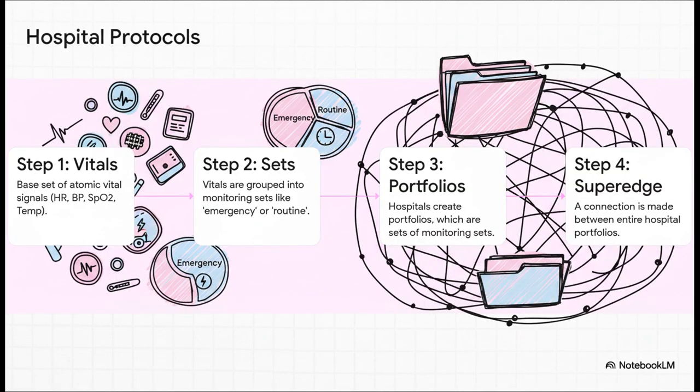Let's make this real with an example from the source material about hospital protocols. Okay, so at the very bottom level, you have individual vital signs, heart rate, blood pressure, things like that. Then you go up a level. A hospital might group these signals into monitoring sets, like an emergency set or a routine checkup set. Then you go up another level. Hospitals can create portfolios, which are basically groups of these monitoring sets. A SuperHyperGraph is what lets you model a connection between these entire hospital portfolios. It's a connection between sets of vital signs.